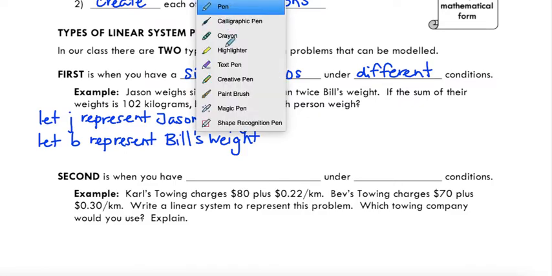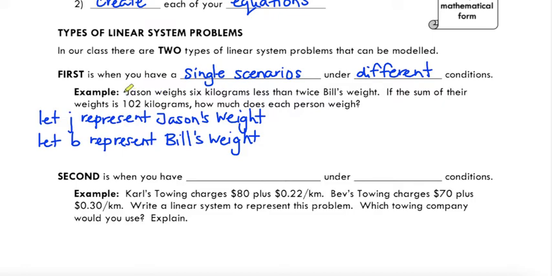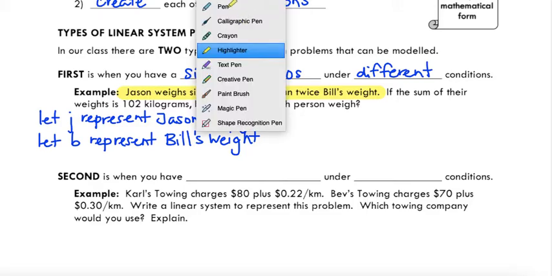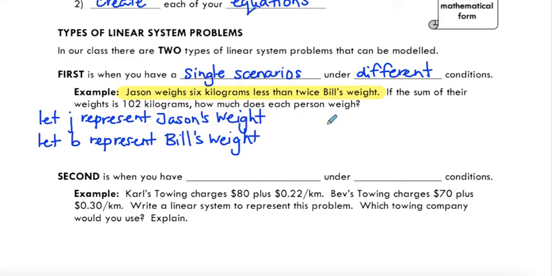So I want to come up with an equation to represent this statement right here. Jason's weight is 6 kilograms less than twice Bill's weight. So that's the first equation that I'm going to come up with. I want to make an equation so that Jason is equal to twice Bill's, so 2 times Bill's, but 6 kilograms less than that. So twice Bill's weight, subtract 6 kilograms, will be what Jason weighs.